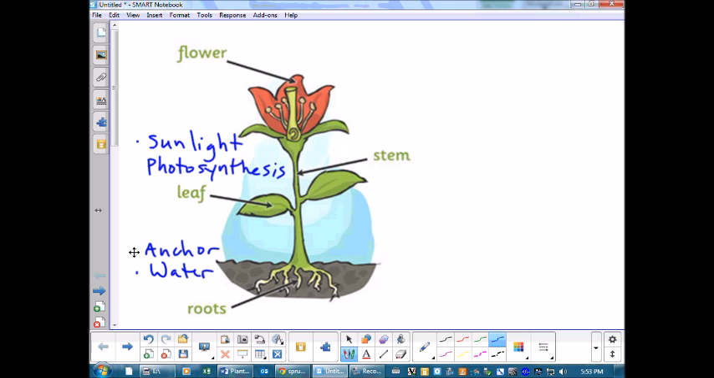The stem, okay, a couple things for the stem. First, you might say that it holds up the plant. So it is very important in supporting the plant, and that's very true. But there's another function as well. If you look at the insides of the stem, okay, the stem is like a highway, so it transports nutrients.